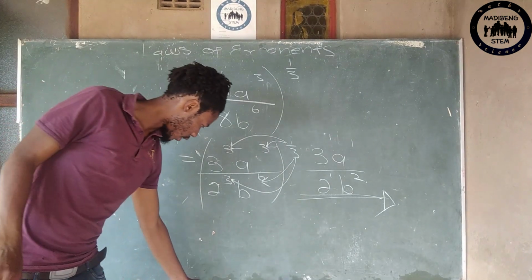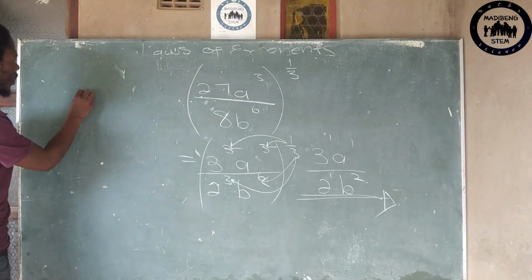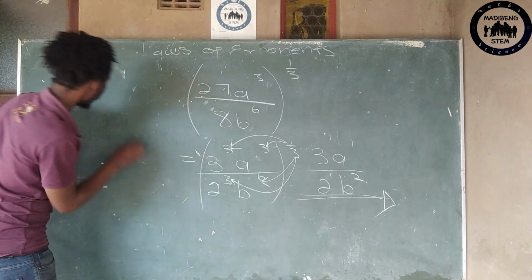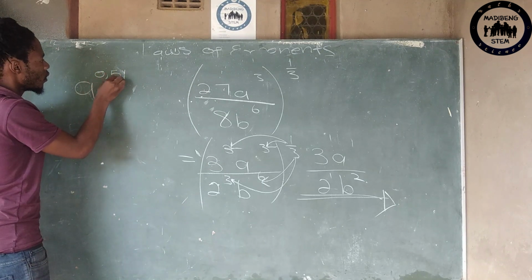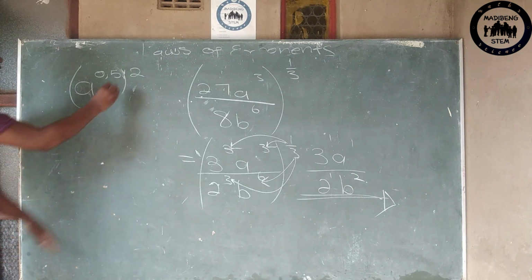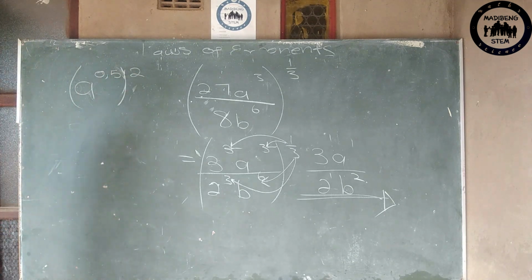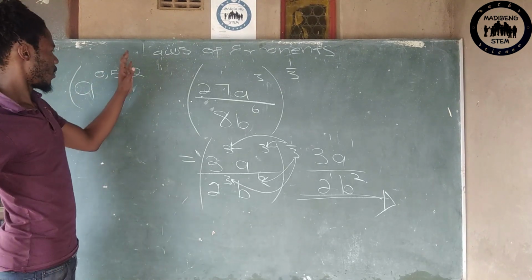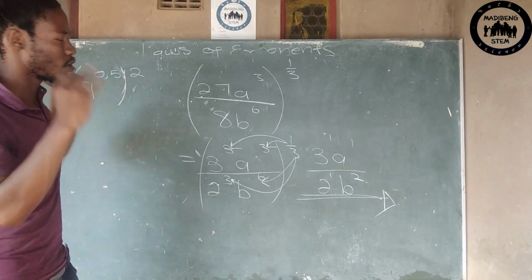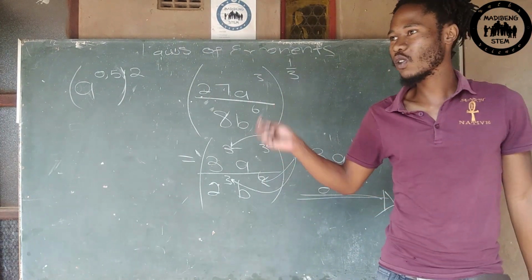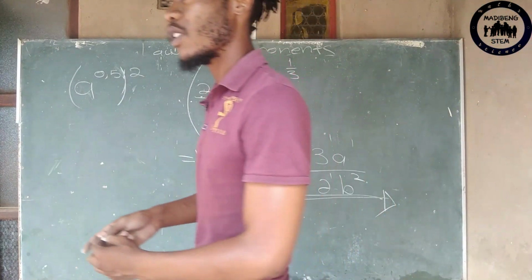This is how you should do them, guys. So what if now they give you this? They want to trick you. They trick you here, guys. Simplify this. How do you simplify this? a to the exponent of 0,5, and then we close the brackets and we raise the whole term to the exponent of 2. How do you solve that? What is 0,5? 0,5 is 1 over 2.